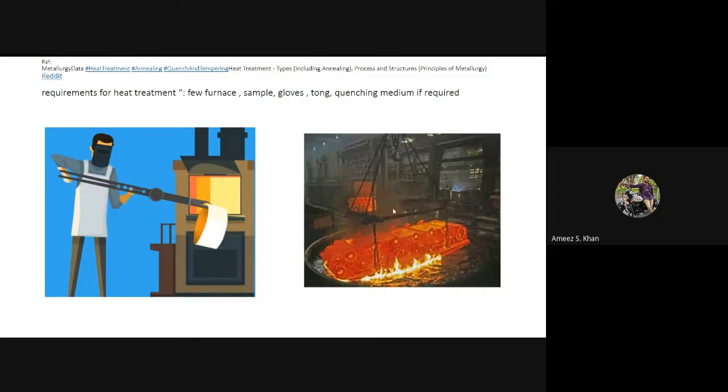And sometimes we require a quenching medium, if we desire a faster cooling rate from the high temperature. For a desired cooling rate, we require tanks. You can see this is a cooling medium, a quenching medium. It may be water, oil, brine solution, or some synthetic coolants. So you can see quenching is done here, right? The main requirements are the furnace, the sample, tong and gloves. But when very fast cooling is required, we require a quenching tank containing quenchant. This is called quenchant, cooling medium, or quenching medium.